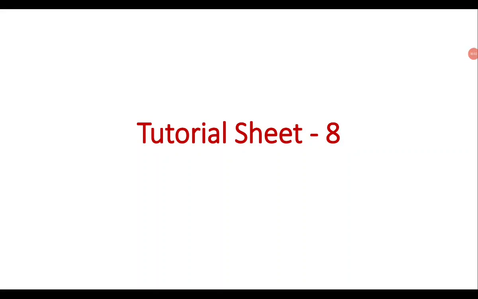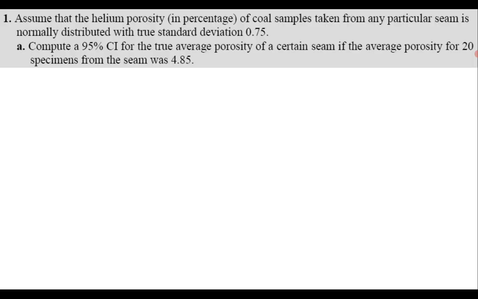Okay, so today we are going to cover the last topic, which is about the confidence interval. So let's see the first question, which says to assume that the porosity of coal samples is normally distributed with a true standard deviation. So standard deviation is given. Compute a 95% CI, which means confidence interval, for the true average, which means you need to find the confidence interval for the mean, and it is given that it is normally distributed.